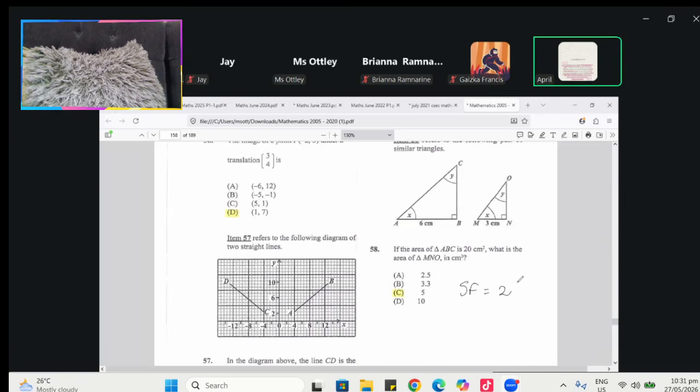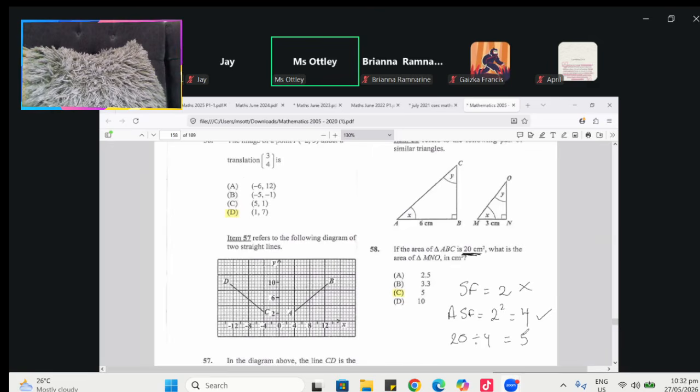Yes, miss. Right. So if the scale factor is 2, that does not mean that the scale factor for the area of the triangles is 2. The area scale factor is the square, which is 2 squared, which is 4, right? Whatever your scale factor is for length, for area it is going to be squared. So if it was 3, the area scale factor would have been 3 squared, which is 9, right? Because the area of ABC is 20, to find the area of MNO, we are not dividing by the 2, we have to divide by the scale factor for area. So 20 divided by 4 would give us 5.